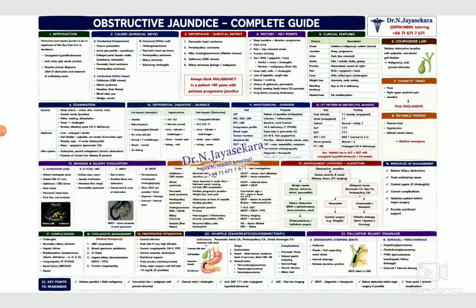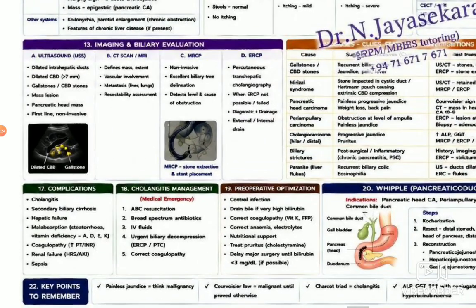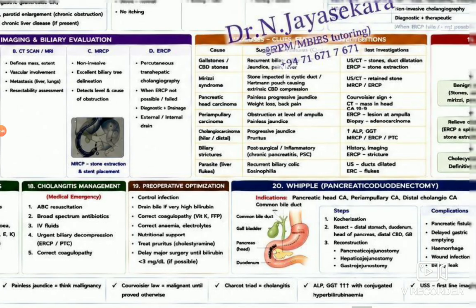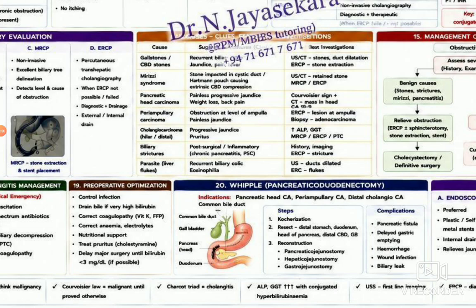Now let's finish with the most important take-home messages. Key point 1. Painless progressive jaundice in an older patient is malignancy until proven otherwise. Key point 2. Painful jaundice usually suggests stones or cholangitis. Key point 3. Charcot's triad: fever, right upper quadrant pain, jaundice.